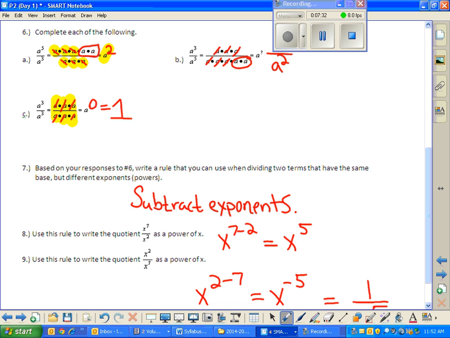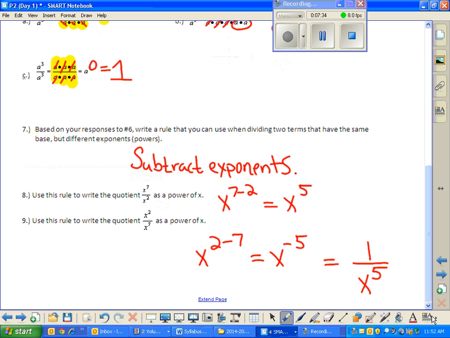If you reverse it, you do x to the 2 minus 7. That's x to the negative 5th. But you can't ever leave me a negative exponent. So we use something called the negative exponent rule. It's on the next page. That's going to be 1 over x to the 5th. Do you remember these? Yeah. Oh, awesome. Lots of nods.